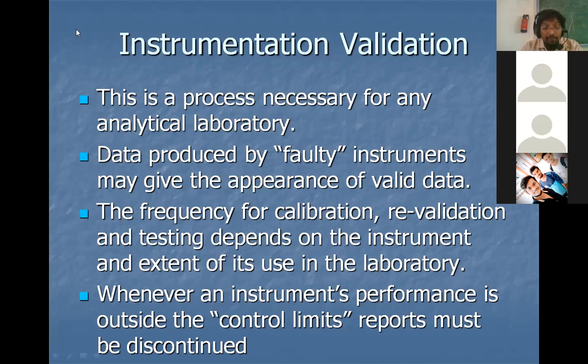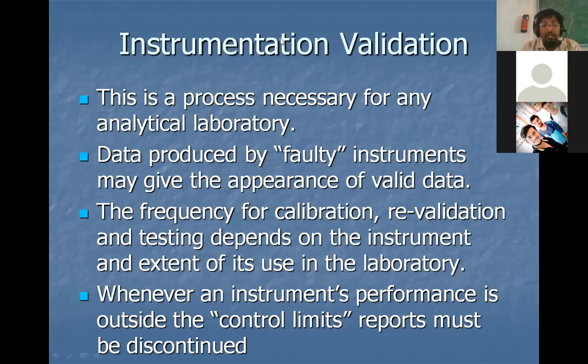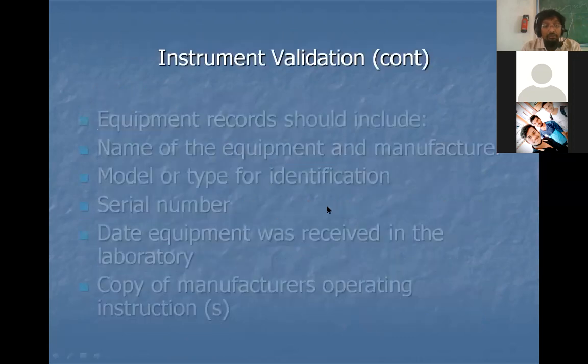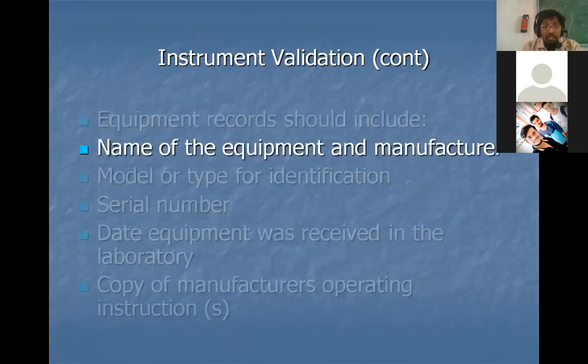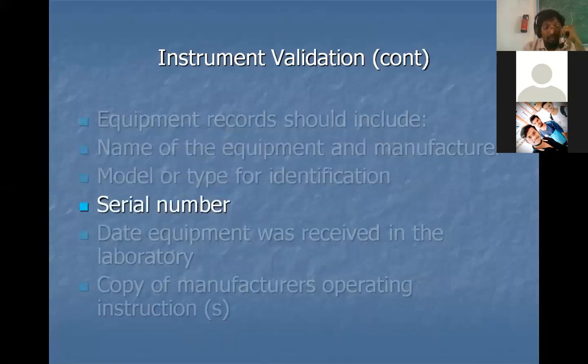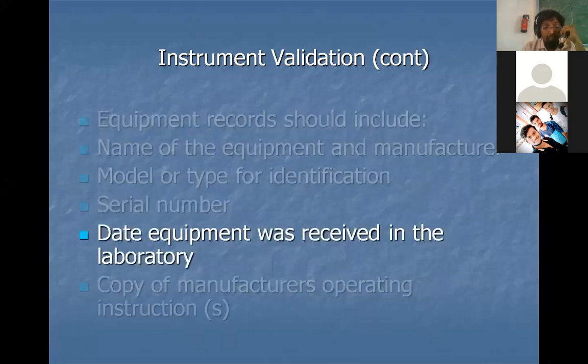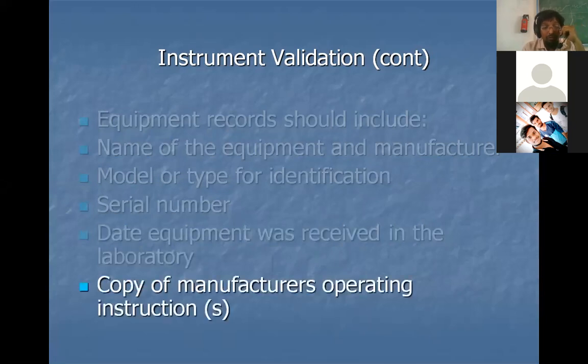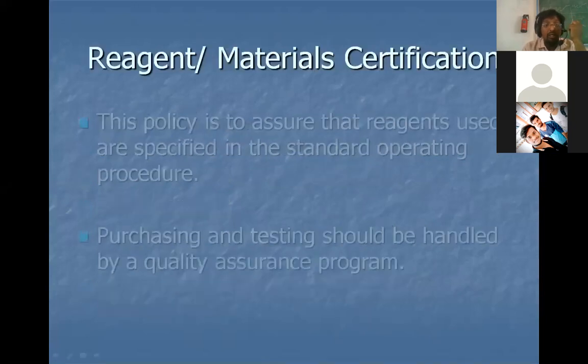Whenever an instrument's performance is outside the control limits, reports must be discontinued and this particular equipment should be validated. Okay, so for instrument validation, the equipment record should be included: name of the equipment and manufacturer, model or type of identification, serial number, the date when the equipment was received in the laboratory should be noted, and a copy of the manufacturer's operating instructions should be there.